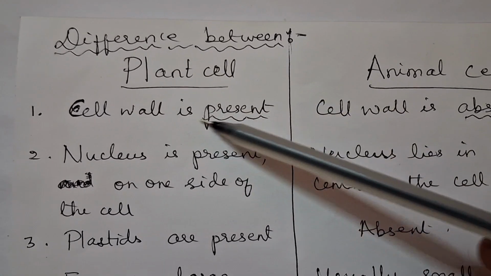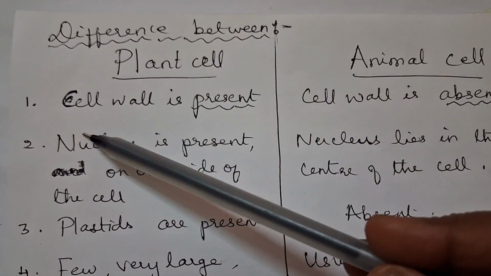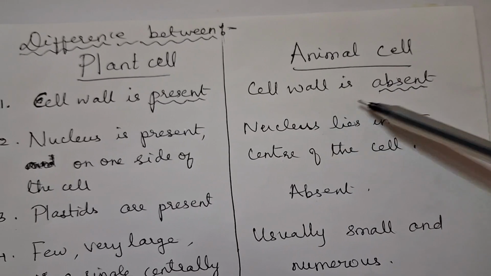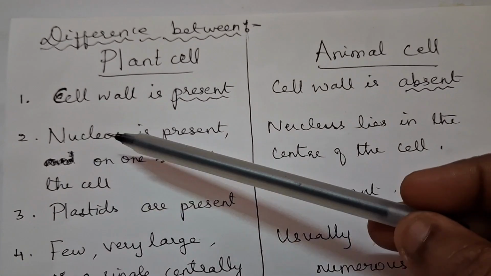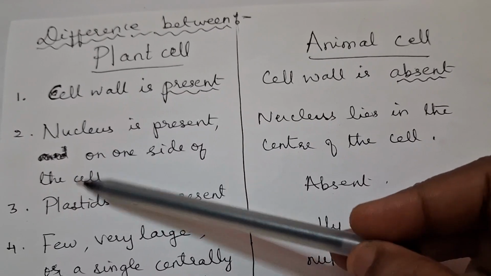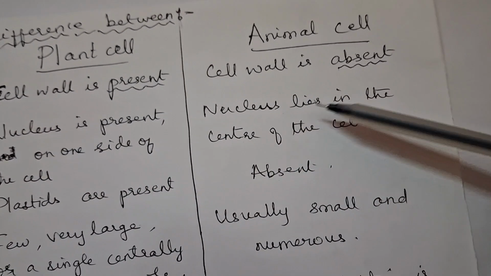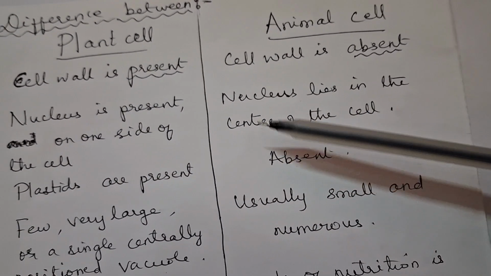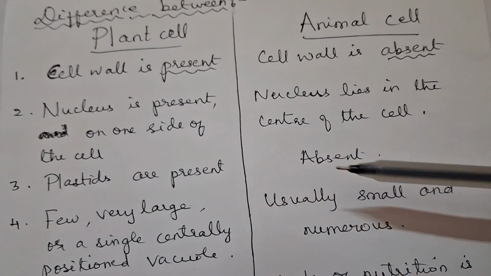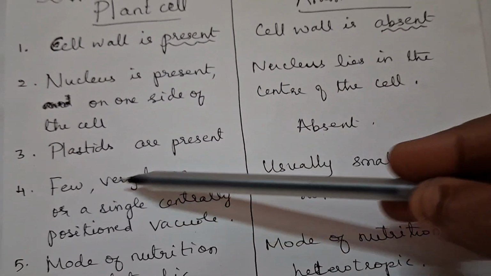Difference between plant cell and animal cell. In a plant cell, a cell wall is present. In an animal cell, there is no cell wall, only a cell membrane. In the plant cell, the nucleus is present but pushed to one side, in one corner. In the animal cell, the nucleus lies in the center of the cell and is prominent. Plastids are present in plant cells, whereas in animal cells they are absent.